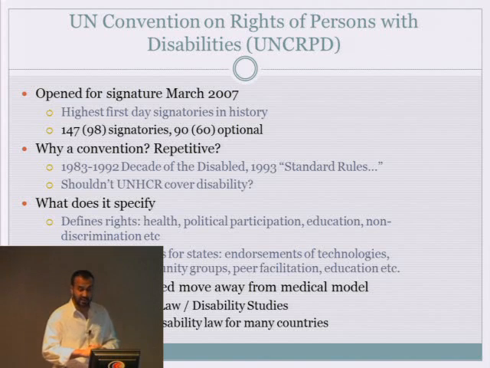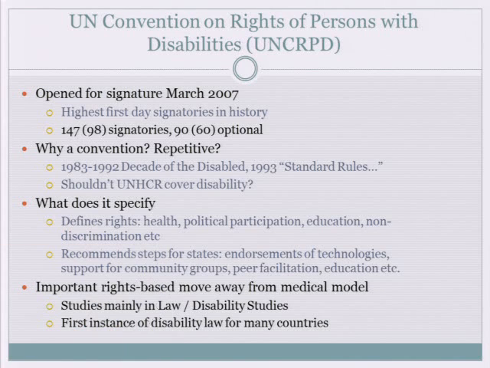It had the highest number of first-day signatories in the history of conventions, more than any other convention, the rights of the child, human rights conventions, everything. This is by far the highest. Why a convention? Is it repetitive? From a legal point of view, if there is a convention on human rights, does it cover all humans? Therefore, is there a necessity for a separate convention on the rights of people with disability? And that's sort of a legal argument.